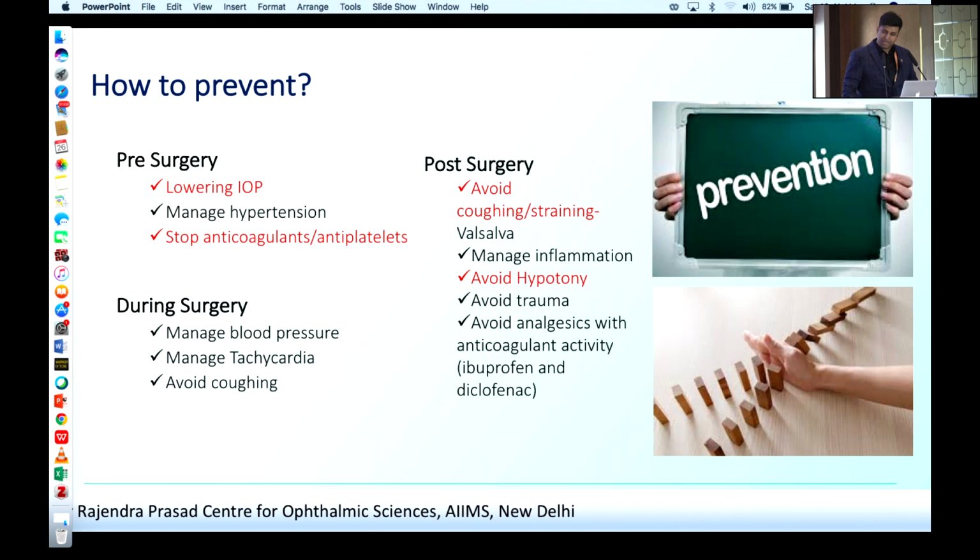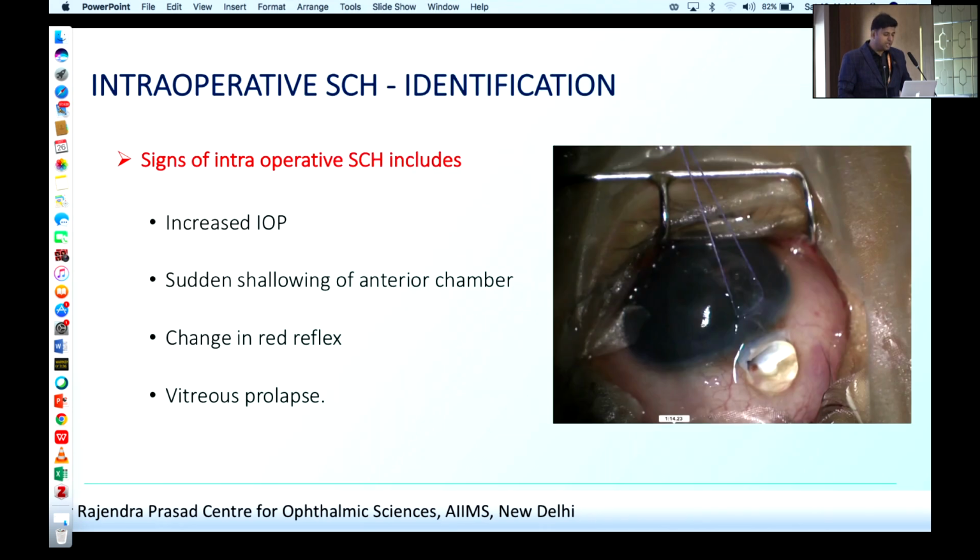In order to prevent it, preoperatively, we have to lower the IOP, manage hypertension, and stop any anticoagulants or antiplatelets. During the surgery, again, we have to manage the patient's systemic parameters. In the post-operative period, it is essential to avoid all forms of trauma and avoid hypotony. In extreme, high-risk cases, you can also avoid analgesics with anticoagulant activities such as ibuprofen and diclofenac.